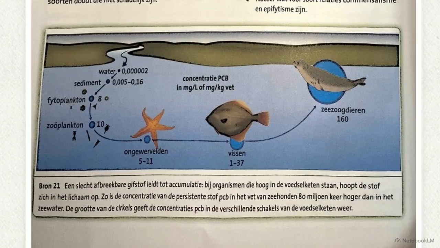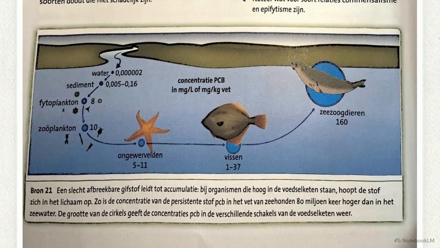The final concept involves how persistent toxins, which do not break down in the environment, move through a food web. Usually, 90% of energy is lost at each step up a food chain. Persistent toxins behave in the opposite way. They concentrate. This is accumulation.